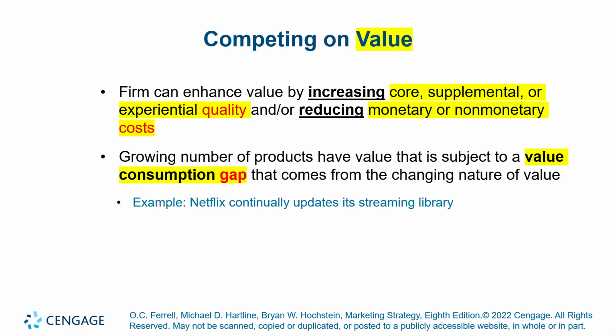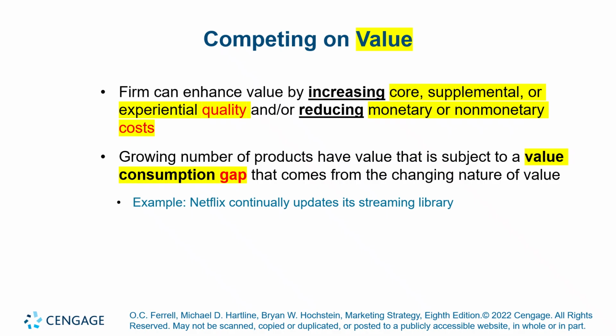Competing on values. Companies can enhance value in two ways. You either increase core, supplemental, or experiential quality, or reduce monetary or non-monetary costs. You increase the quality or reduce the cost. Both ways can increase your value.